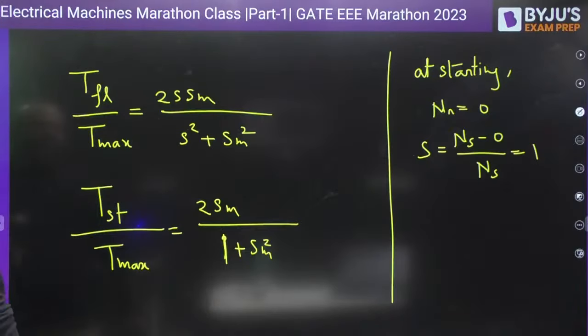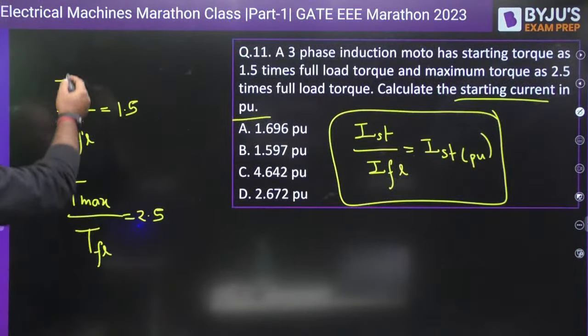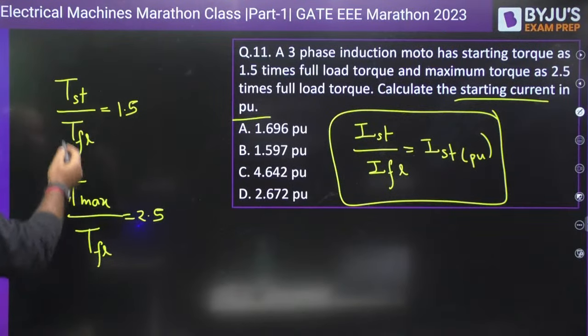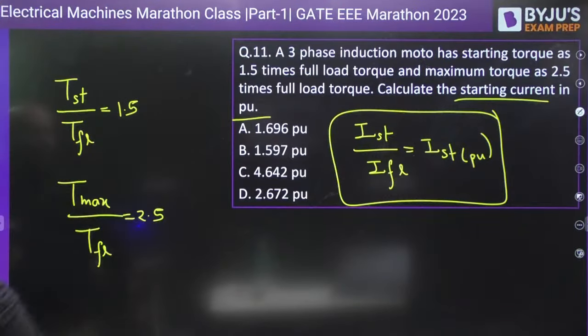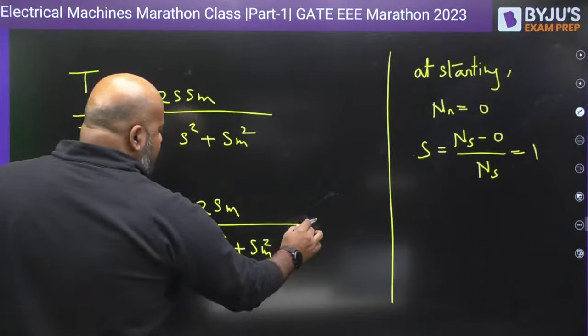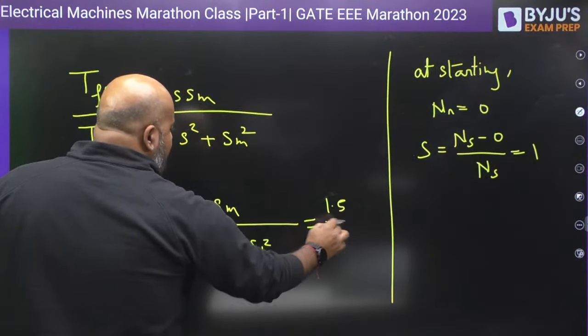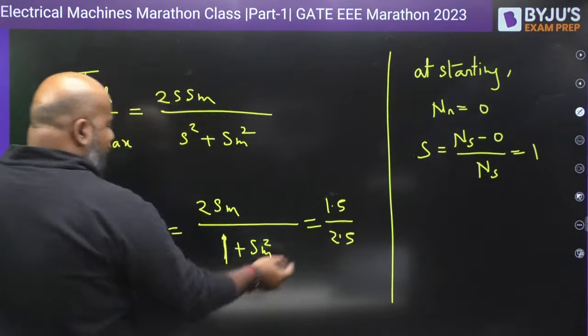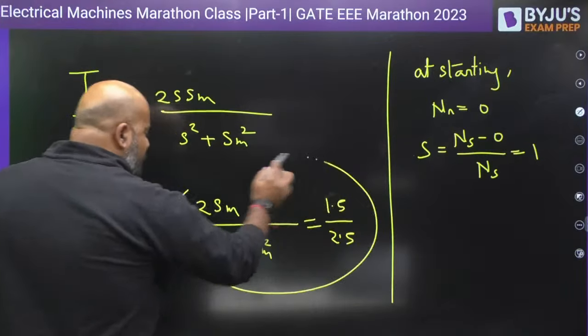Now if you see the values, do you have the ratio of starting torque and maximum torque? Yes, starting torque and maximum torque: 1.5 divided by 2.5. Solve this equation, a quadratic equation.